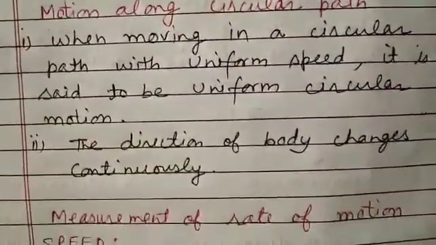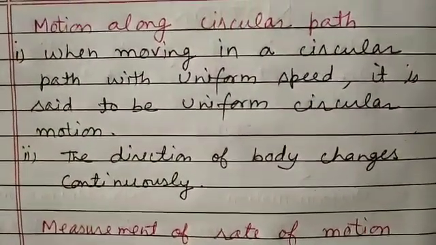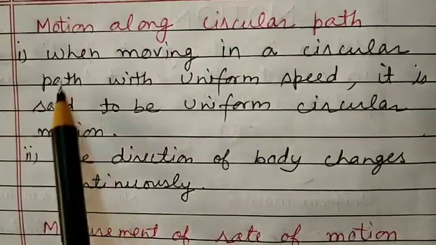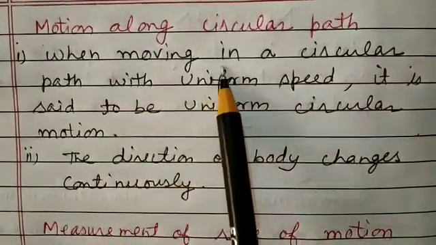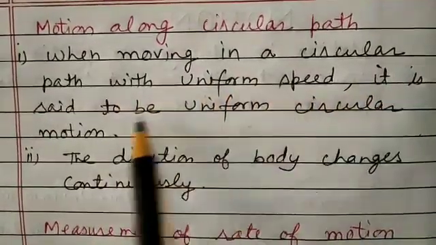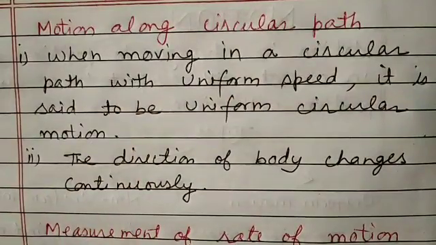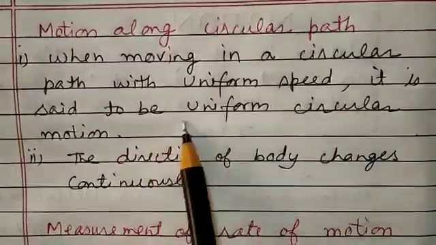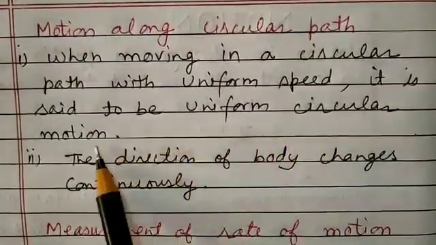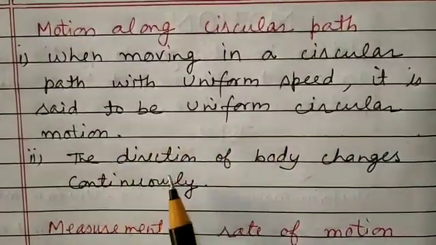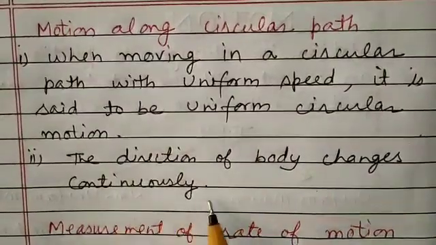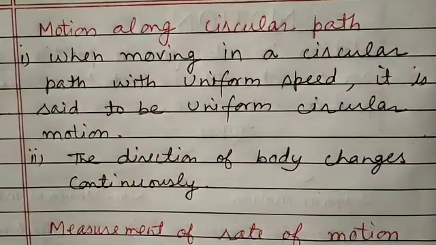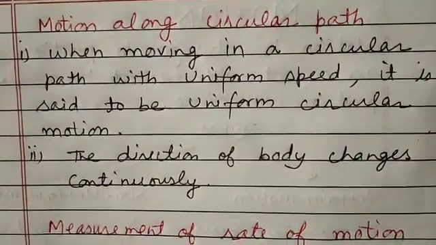Next one is motion along a circular path. When a body is moving in a circular path with uniform speed, it is said to be uniform circular motion. The direction of the body changes continuously in case of circular motion.